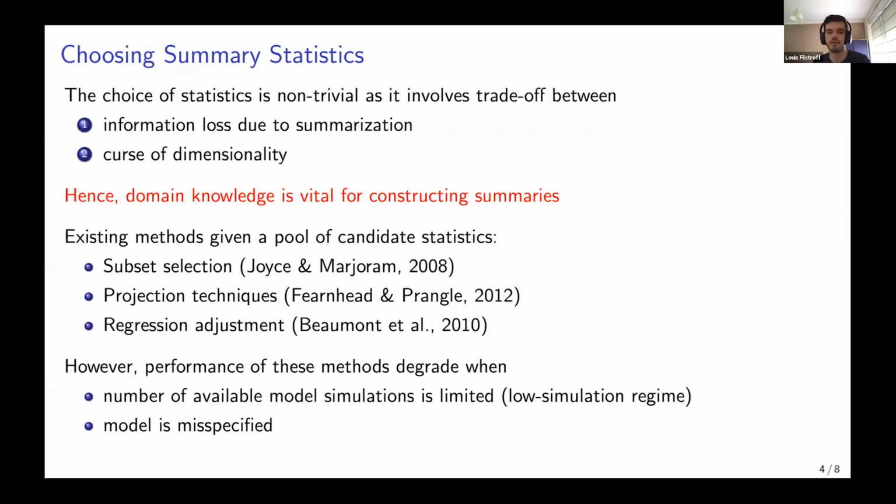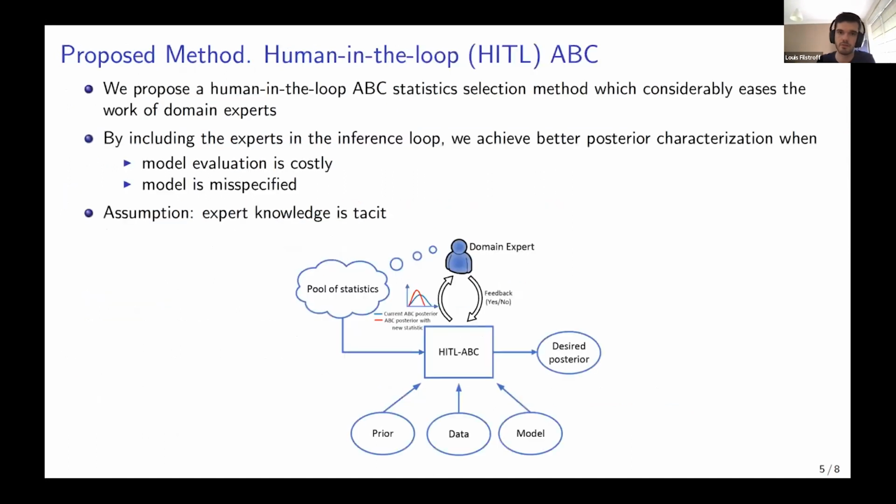But all of these methods fail, or let's say their performance degrades, in two scenarios. The first scenario is when the number of available simulations is limited, what we call the low simulation regime. That is when we have a simulation budget which is quite limited, or when the model is misspecified. That is when the true mechanism generating the data does not belong to the family of models that we are studying. And in this work, we have proposed this human-in-the-loop ABC method.